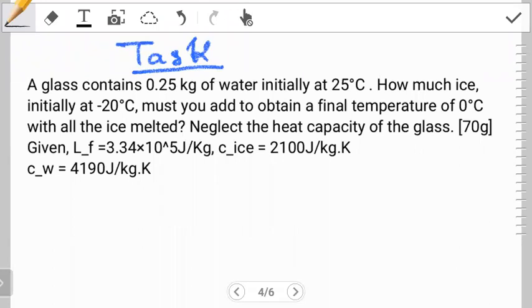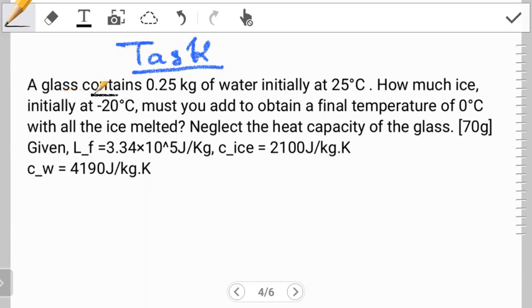Okay, so here we're being told to neglect the heat capacity of the glass. That kind of simplifies our problem a little bit. So we'll use the same technique we used previously. It's literally the same thing. The mixture will end up with the same temperature at 0 degrees Celsius. So we observe one thing again.